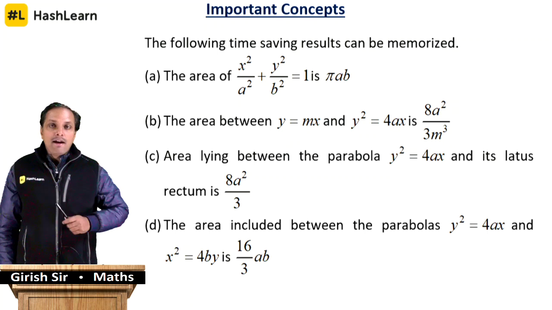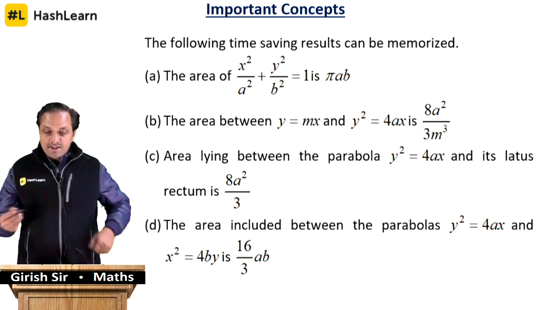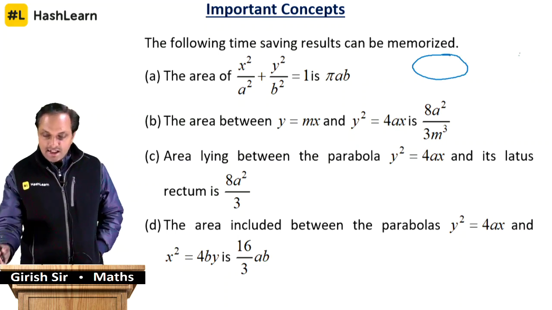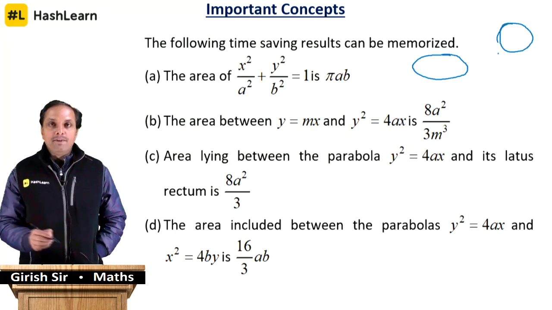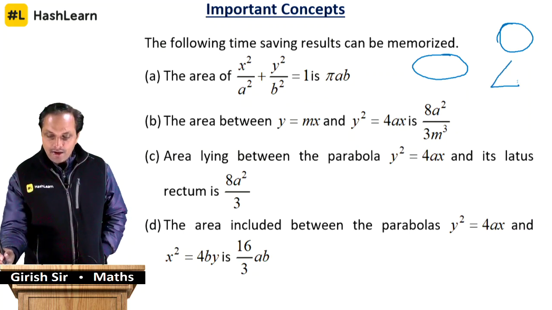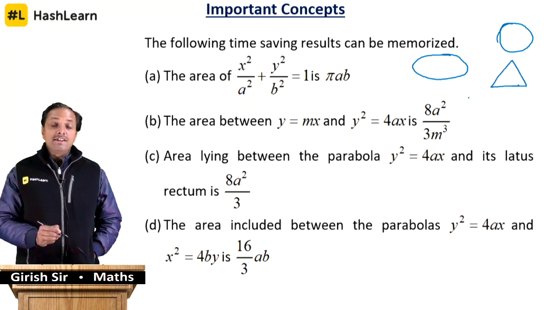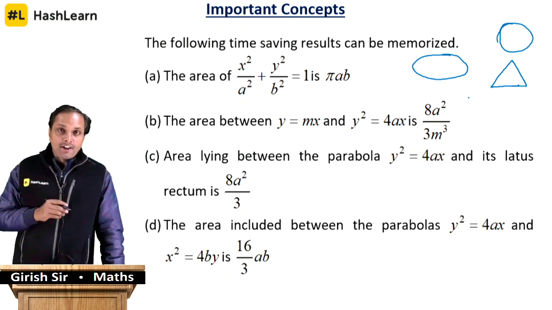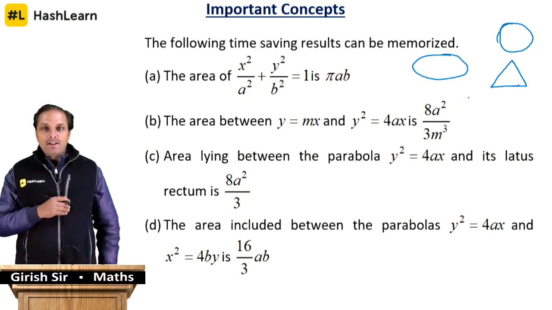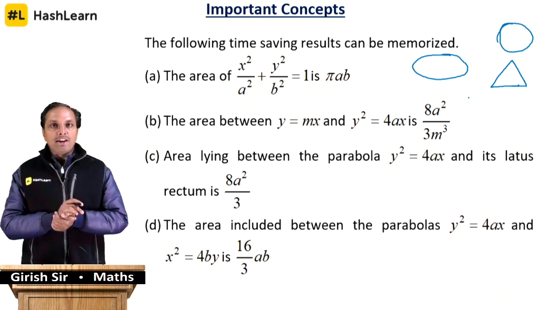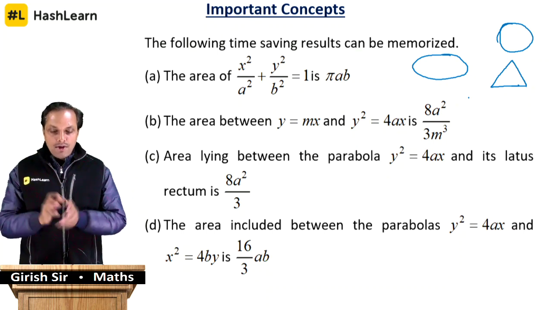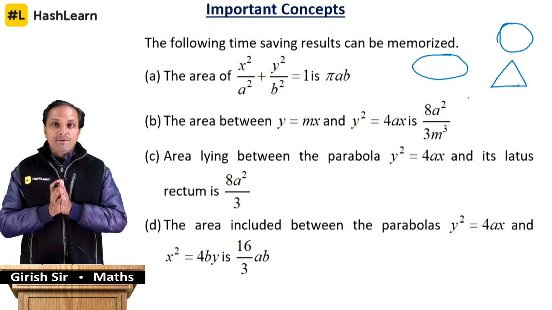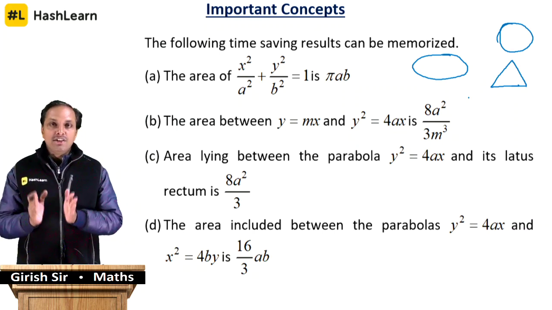And whenever you have these standard figures, what are standard figures? Ellipse, it is a standard figure. Circle is a standard figure. Right angle triangle or any triangle, that is also a standard figure. Semicircle area is a standard figure. Quadrant, that is also a standard figure. Means we have formulas for each and every shape. So whenever you have this standard type, you can make use of these formulas directly just to save time.